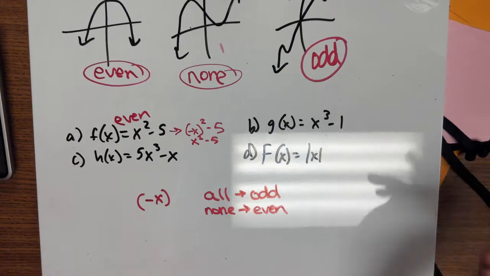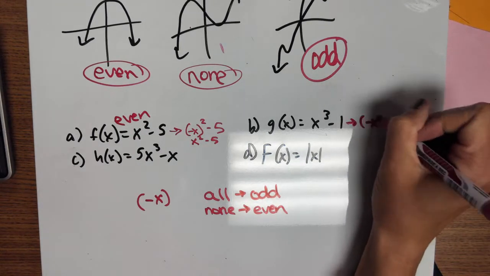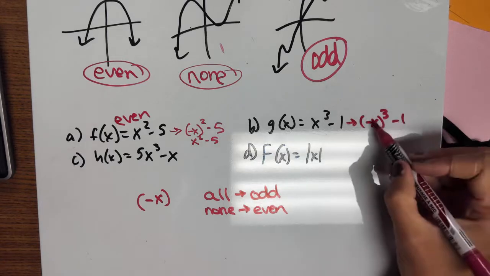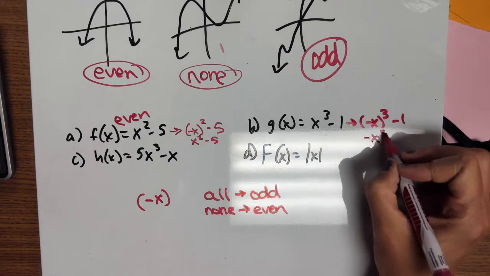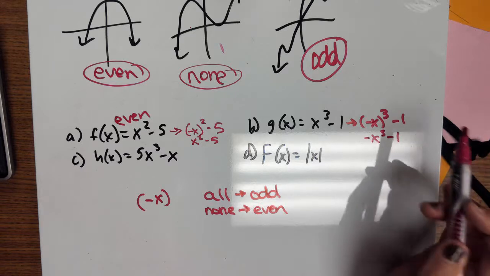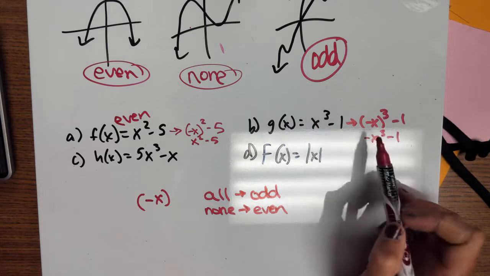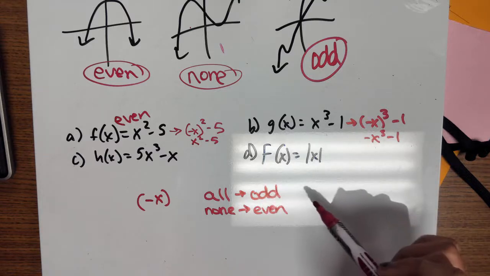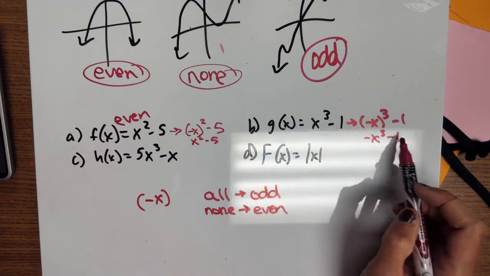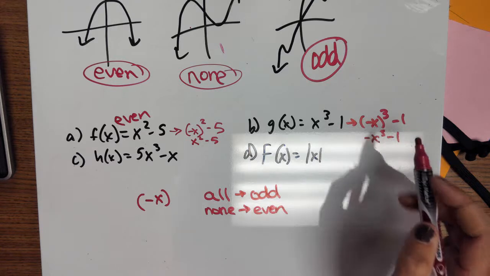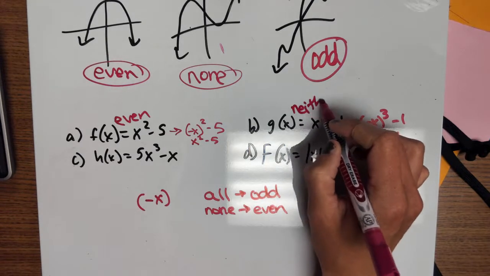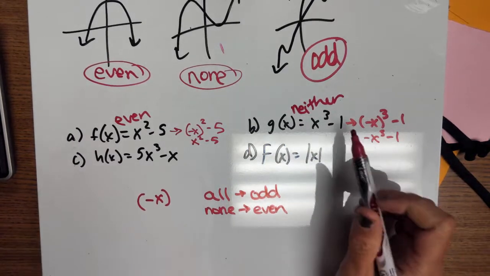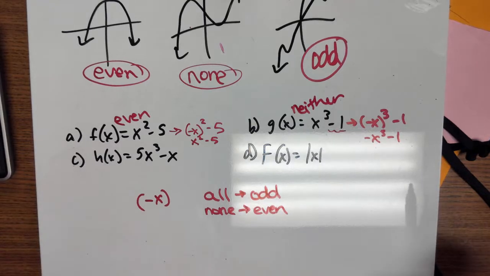If I go to B, I'm going to plug in a negative x and cube it, minus 1. So a negative x to the third is going to make it negative x cubed minus 1. You just have to be careful. My first sign changed, so sometimes people will see that and think, oh, all the signs changed, that means it's odd. But if you look at the second term, negative 1 stayed negative 1, so this would definitely be neither. You have to be careful with the constants. There's nothing that's going to make this negative 1 change to a positive 1.